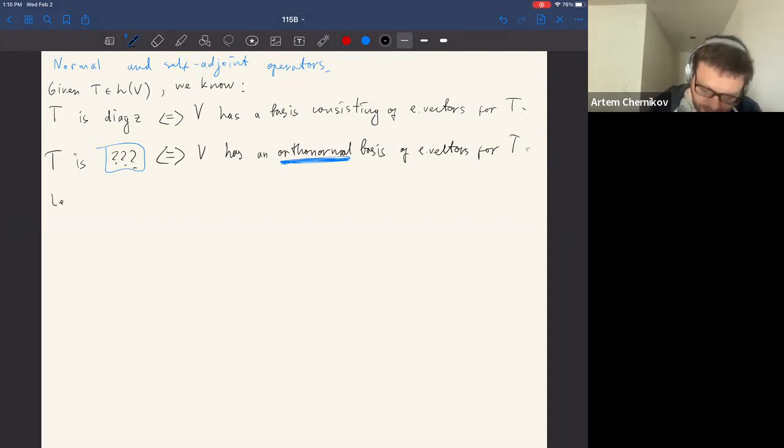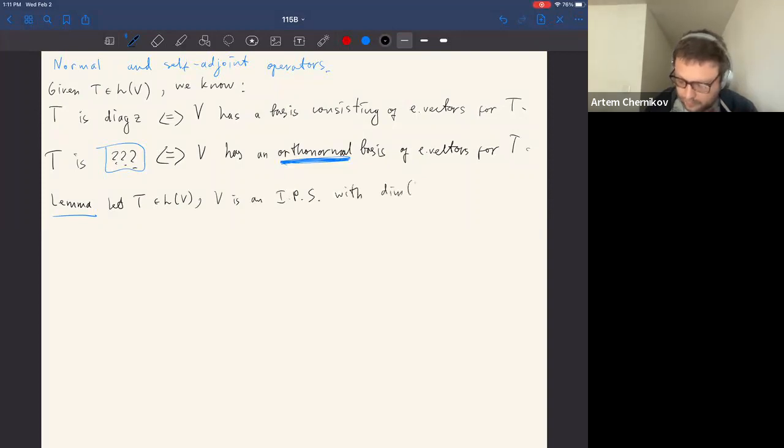So let's begin with the lemma, which tells us how to find eigenvectors for the adjoint operator, starting with an eigenvector for T itself. So assume T is a linear operator on V, where V is an inner product space of finite dimension, as usual. Okay, dimension V is finite. Now, if T has an eigenvector, then so does T star.